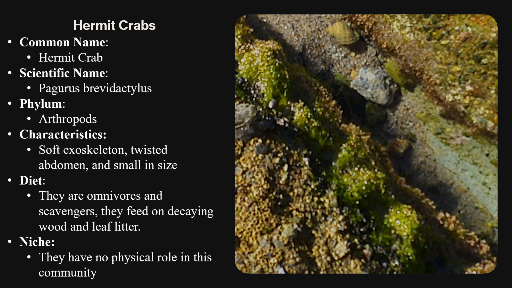Lastly are the hermit crabs. These guys are an arthropod species. They have no hard exterior shell. They have soft bodies and a twisted abdomen. They feed on decaying wood and leaf litter. These guys have no physical role in these communities. They mainly keep to themselves.